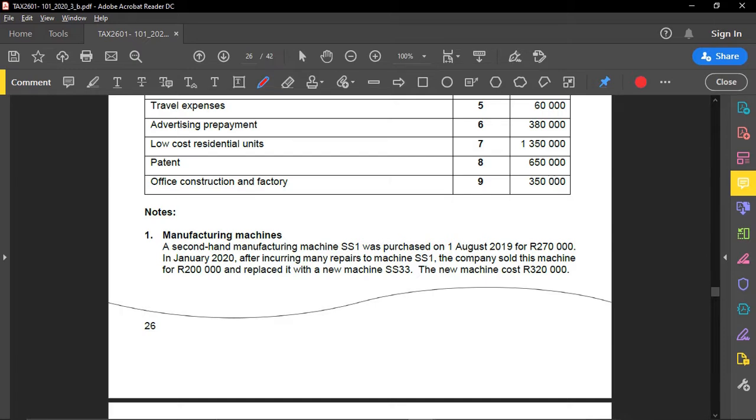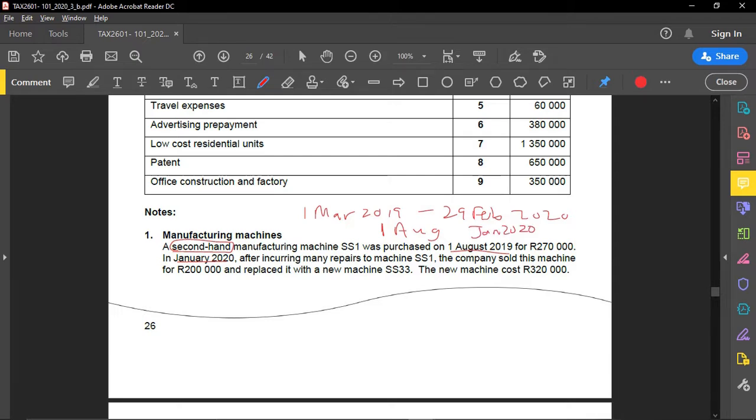Manufacturing machines. A second-hand one, that's important. Remember you get new and you get second-hand. Second-hand manufacturing machine SS1 was purchased on 1st August. That's important. Remember, where are we? 1st March 2019 to 29 Feb 2020. So 1st August 2019 would have been during the year, somewhere there. March to Feb. And that was for 270, in January of 2020. So where is that? That's over here, Jan 2020.